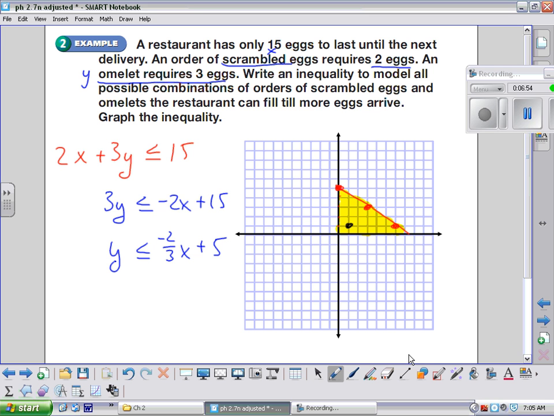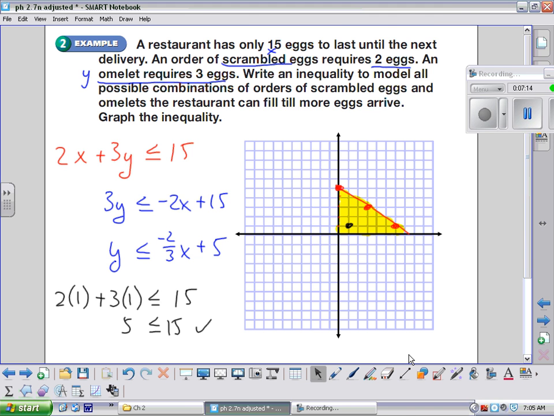If I have one order of scrambled eggs and one order of an omelet, am I less than or equal to my 15 eggs? Heck yeah, I've got 5 eggs there. 5 is less than or equal to 15. Okay? All right.